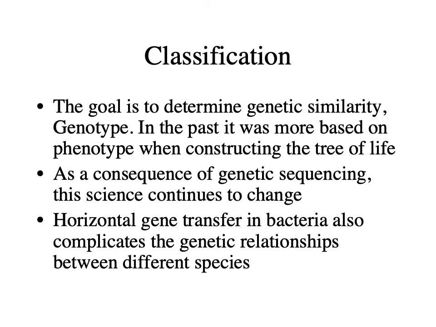Let's look at classification now. So the goal of classification is to be able to place an organism, to group it according to its genetics on the phylogenetic tree of life. We need to determine their genetic similarity. We need to be able to look at their similarity, look at their differences. And when we're looking at their genetics, we're looking at their genotype.